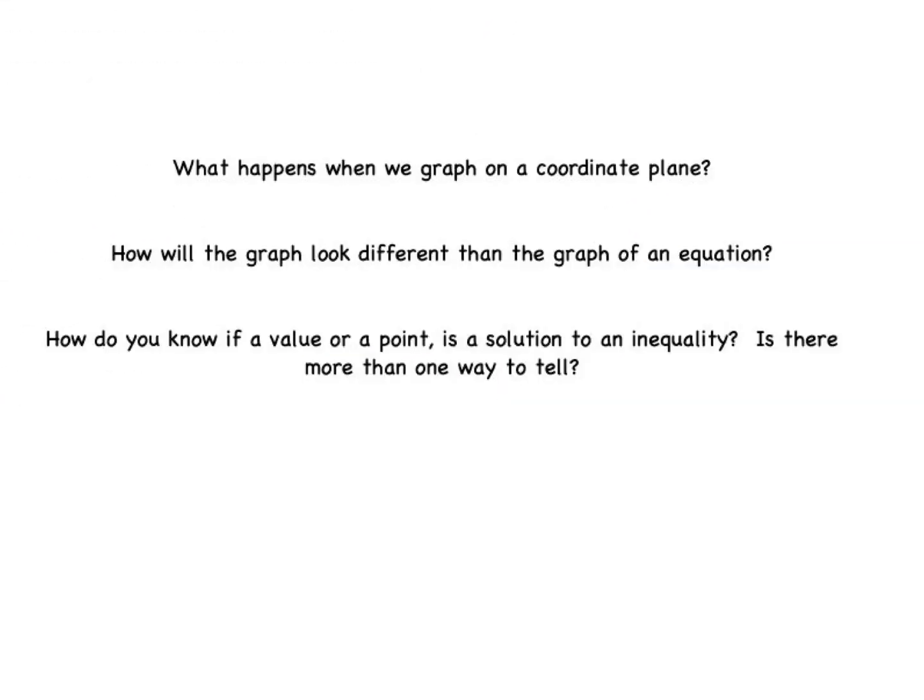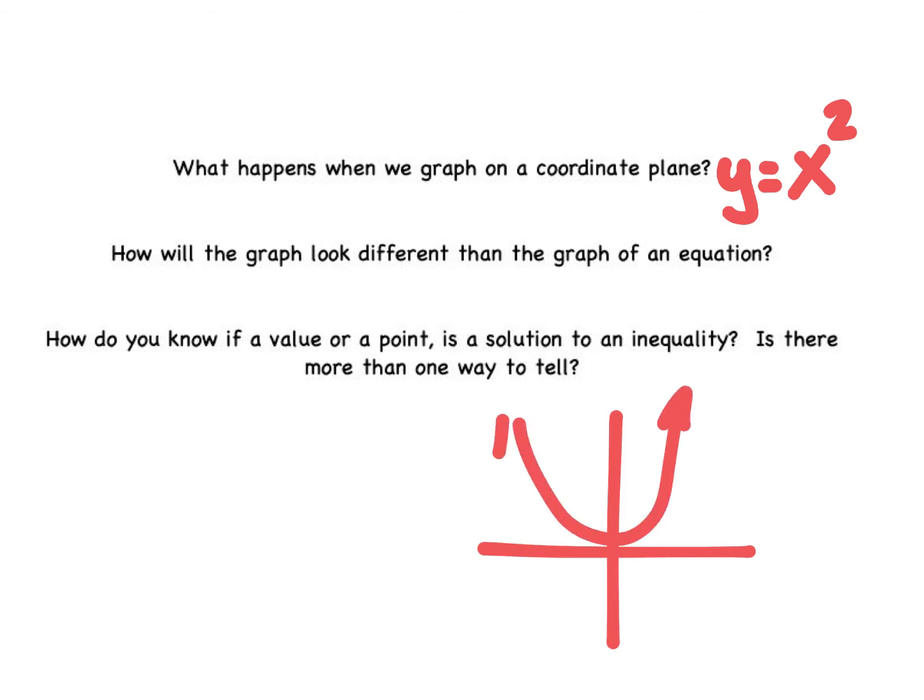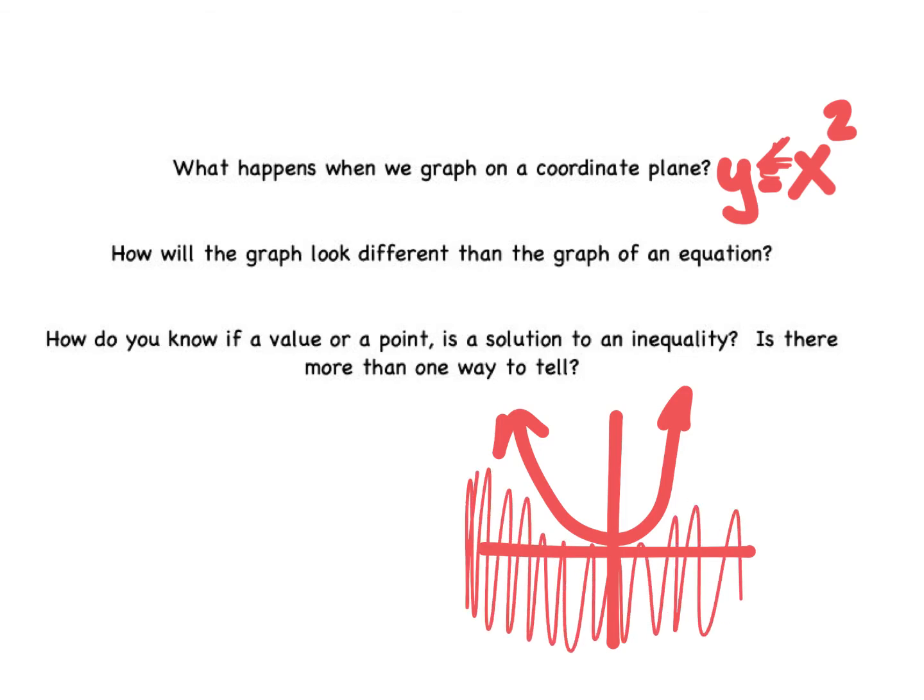So what happens now when we graph on a coordinate plane, and how will this graph look different than the graph of an equation? So consider, if you have a parabola like y equals x squared. Well, you should know that the parent function looks like this. But what would happen if I change this to y is less than or equal to? Well, the way I'm going to show the less than or equal to values is to add some shading to my graph. I'm going to shade everything less than.